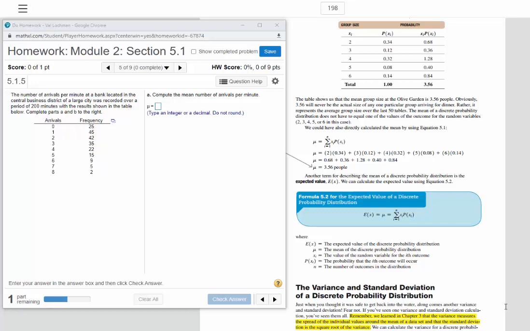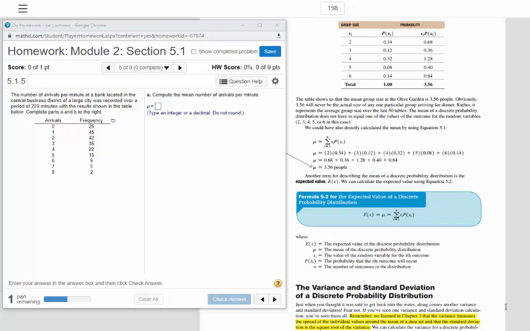Okay, so let's go ahead and take a look at this problem. You might have slightly different values as you work through this problem, but the idea will be exactly the same. We have the number of arrivals per minute at a bank located in the central business district of a large city that was recorded over a period of 200 minutes with the results shown in the table below.